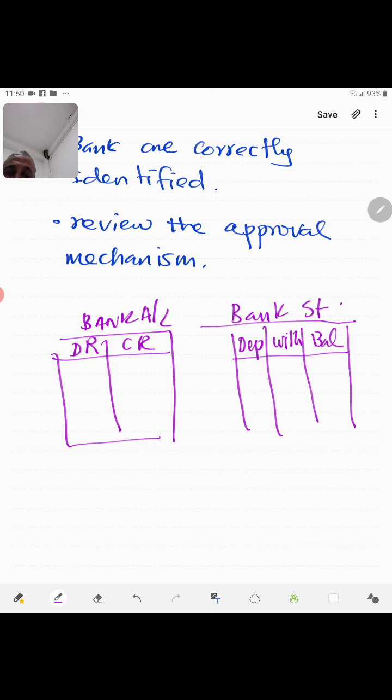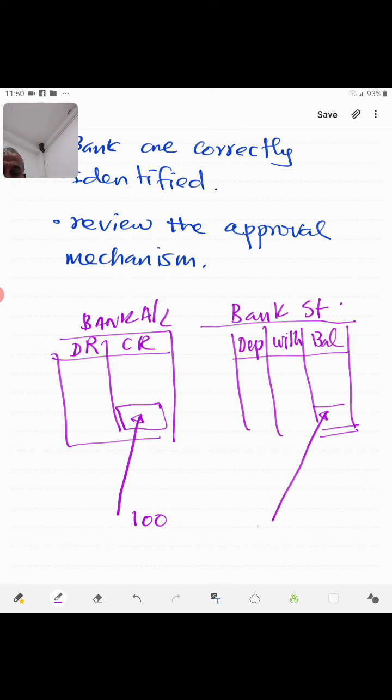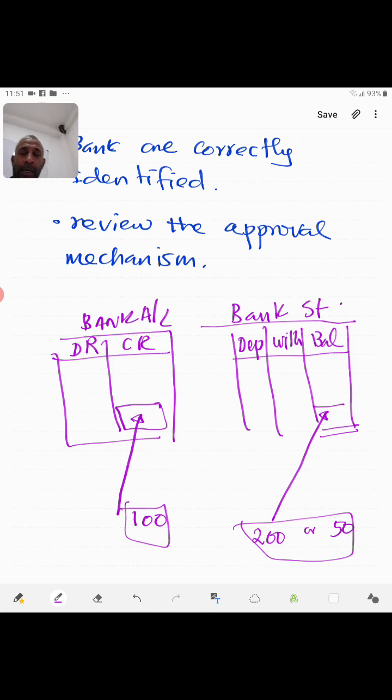Now, what I wanted to say is that when we look into the closing balance of the bank account, let's say this is 100, and when we look into the closing balance of the bank statement, theoretically it must be 100, but 99.99% of the time it will not be 100. It can be 200 or it can be 50. It can be any number which will not be the same as this 100. So there's a difference between these two balances. As an accountant, we have to reconcile and find out the reason why there is a difference. This exercise is known as a bank reconciliation statement.